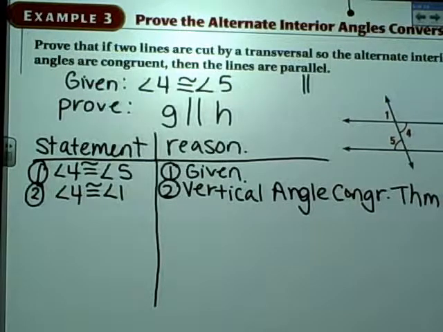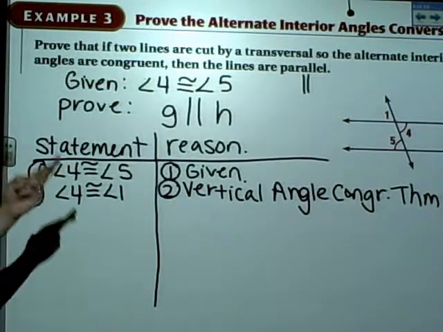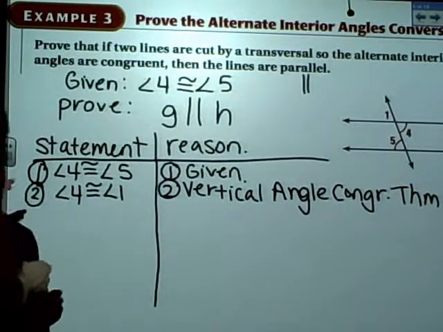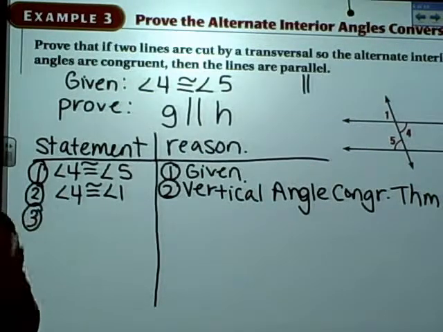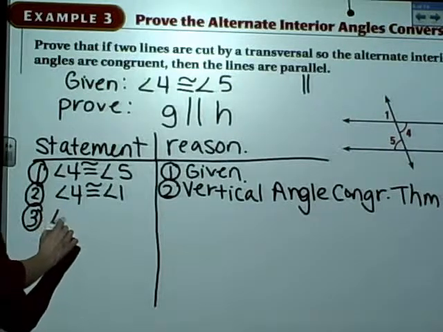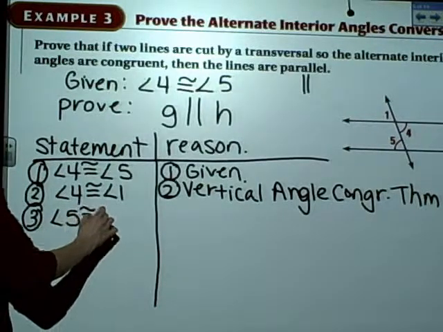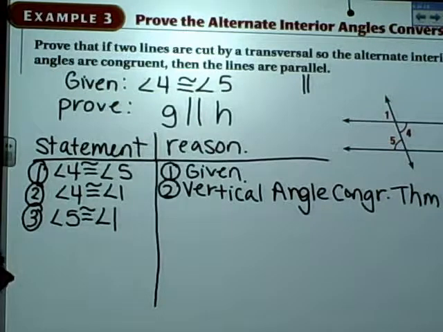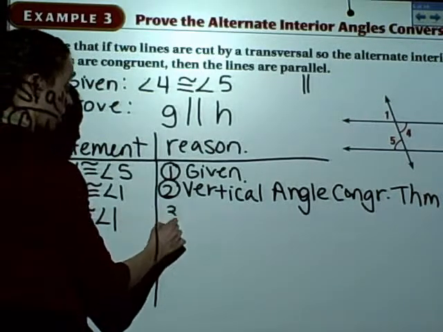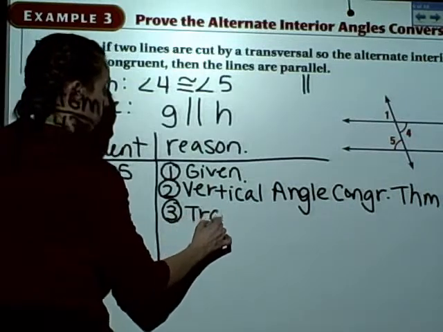Now I've made 2 statements. Let's see if we can bridge the gap a little bit and make a property statement. I'm going to look at my 2 angles and ask, what is the same? What property can I use? I notice angle 4 is repeated in both of them, and that's money. Now I can say these are the same. I'm going to use my transitive property to say angle 5 and angle 1 are congruent, and that's by my transitive property.